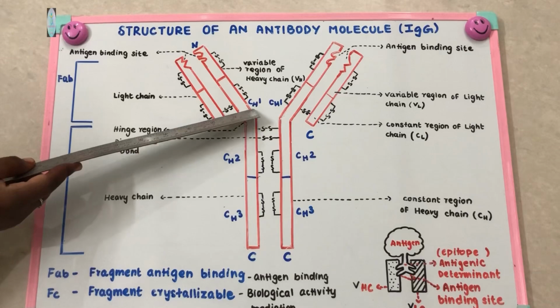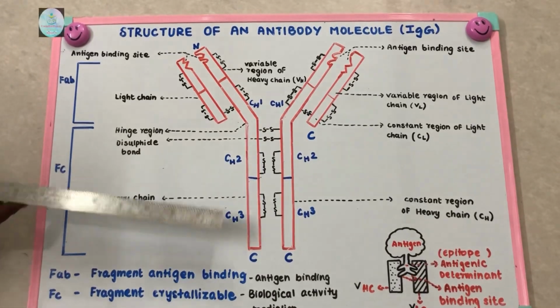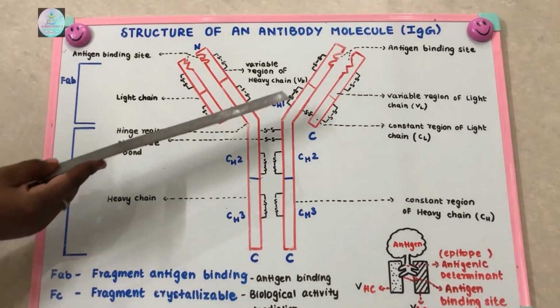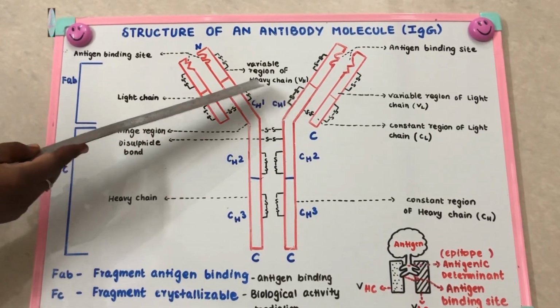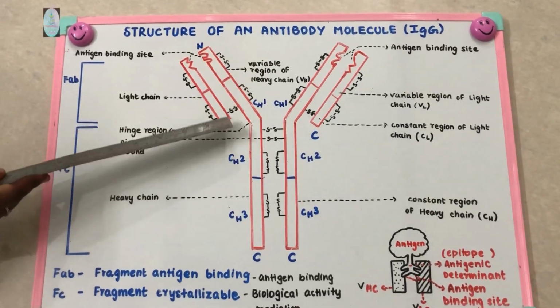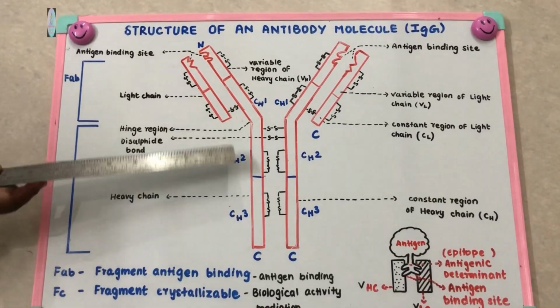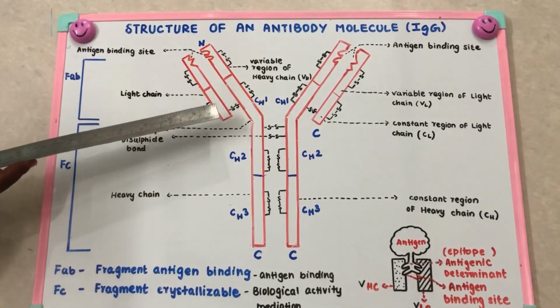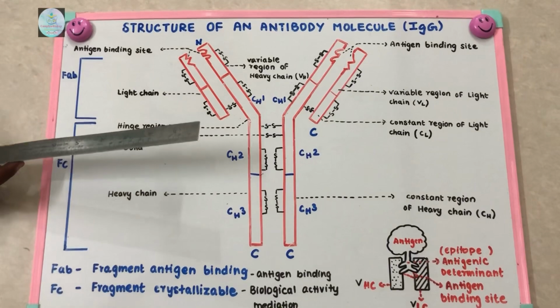Those are CH1, CH2 and CH3. Here CH is nothing but the constant region of the heavy chain, and VH is the variable region of the heavy chain. So it has 3 constant domains and 1 variable domain. Each domain is made up of 110 amino acids.